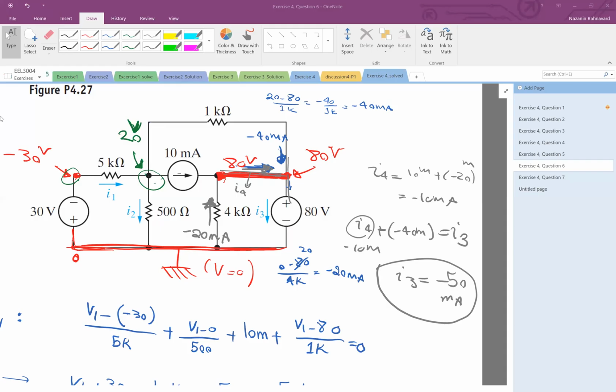Okay, I think I made a mistake here in the calculation. 20 minus 80 was negative 60, so this is 60 milliamp, and then this is also negative 60 milli. Minus 10, minus 60, minus 70, sorry. Negative 70 milli. Oh, correct.